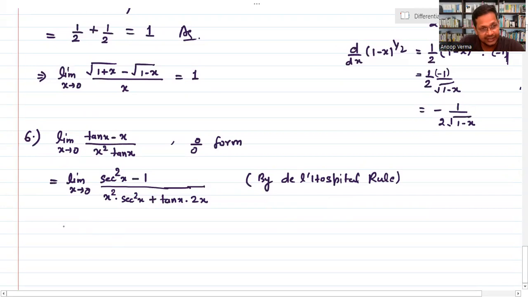Okay, so here we are saying this is again 0 by 0. You can see when you are putting x equals to 0, sec square 0 is just equal to 1, 1 minus 1 is 0, and here in the denominator the term has 0 times x available, so this means 0 by 0 is forming. Again take the derivative by again applying the L'Hospital rule.